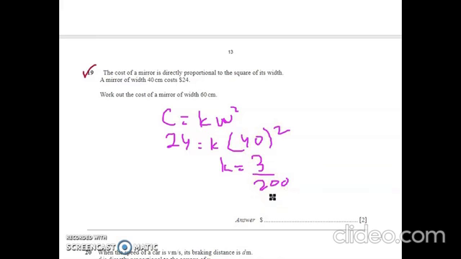The cost of a mirror of width 60 centimeter. So cost is equal to 3 upon 200 times the width 60 squared. So 6 6s are 36 and the zeros would double, 3600. So zeros get cancelled and 36 divided by 2 is 18. So 18 multiplied by 3 will give me 54. So the cost will be $54.